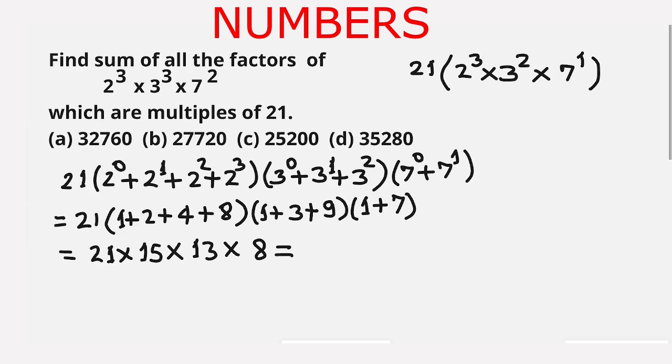Now how to solve this fast? So what we do, 15 times 8 is 120. So we take out 0 of 120 and we multiply 12 to 21. 21 times 12 is 252. So it will be 2520 multiplied by 13.